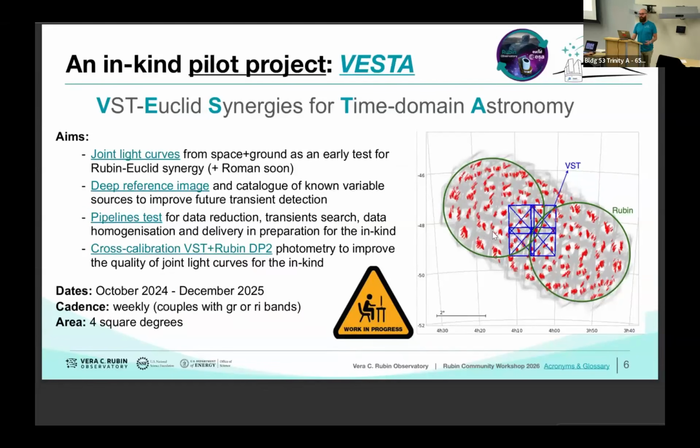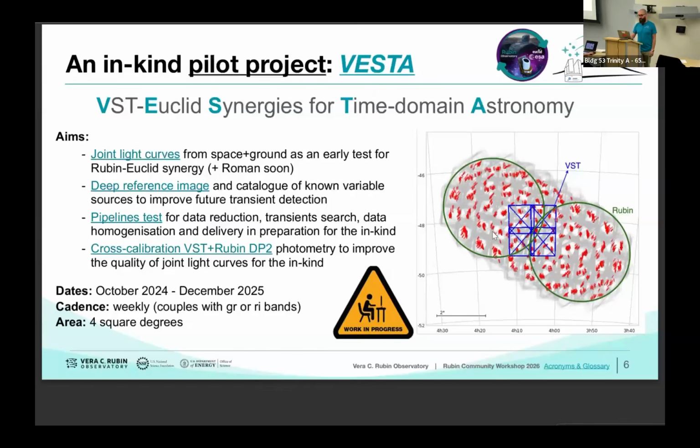And so our aim was to build joint light curves from space and ground as a test base of what we could do in the future with Rubin plus Euclid, and of course, adding also VST. So we are preparing deep reference images that we can use for our in-kind, and we are doing a pipeline test for the data reduction, the transient search, the homogenization, and also the delivery in preparation for the in-kind. And finally, what we plan to do now that DP2 is out is to do cross-calibration between VST and Rubin DP2 images, also using static sources so that you can ensure that the photometry of joint light curves is consistent.